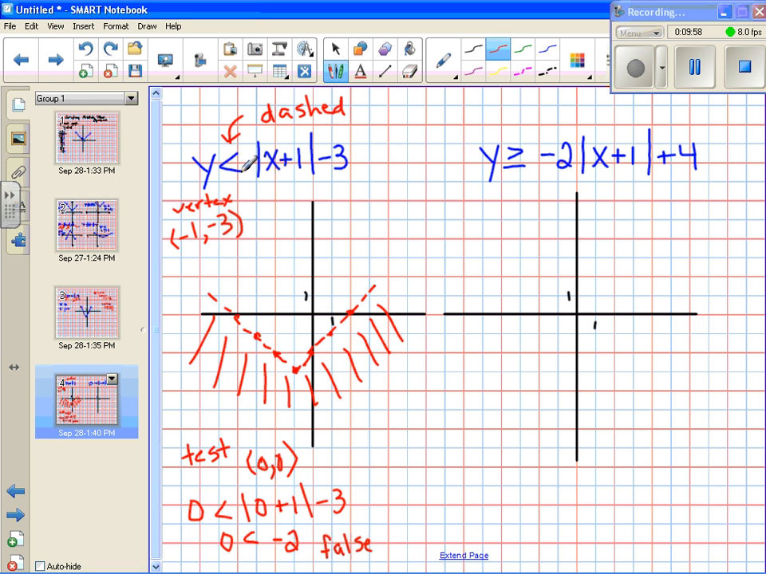Another thing you can do is look at the symbol. It's less than, so you want to shade the y values that are less than. Look at the vertex, shade below.